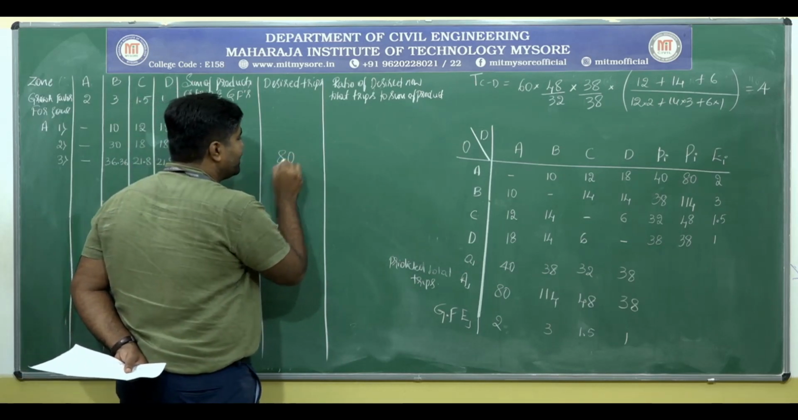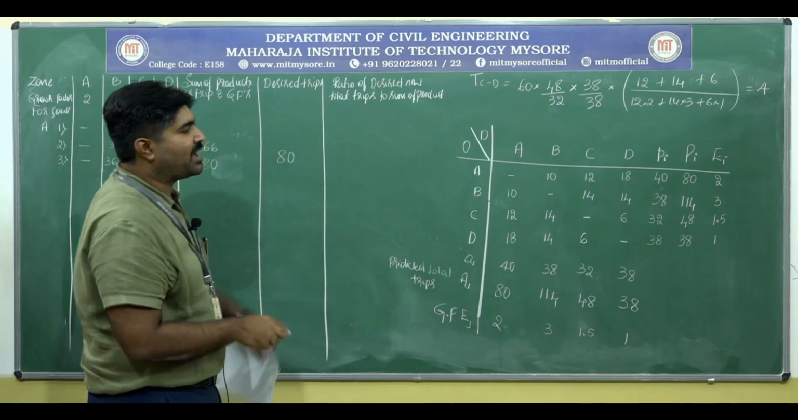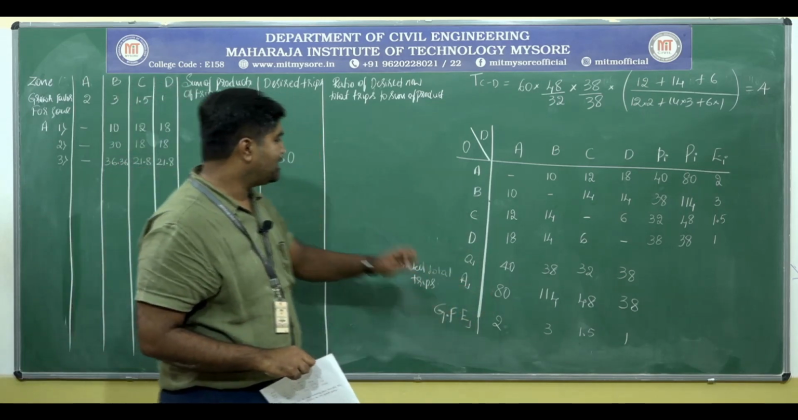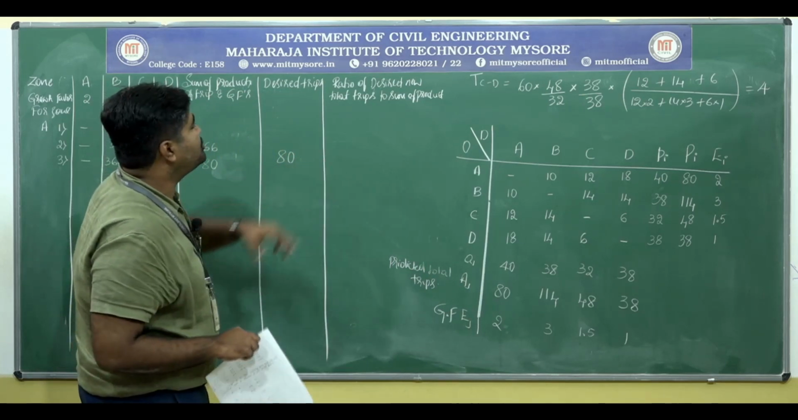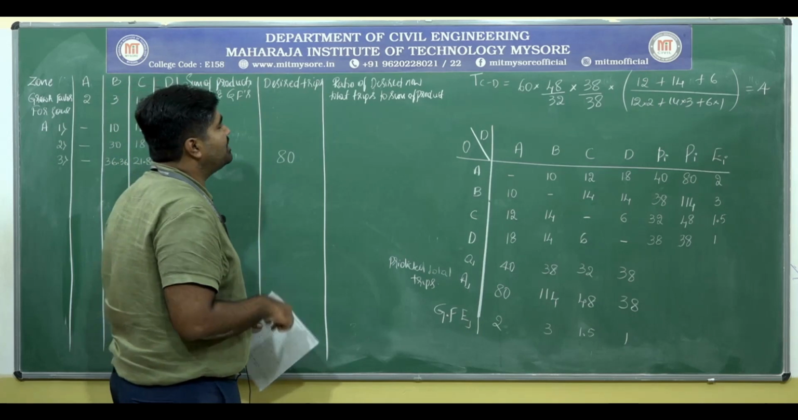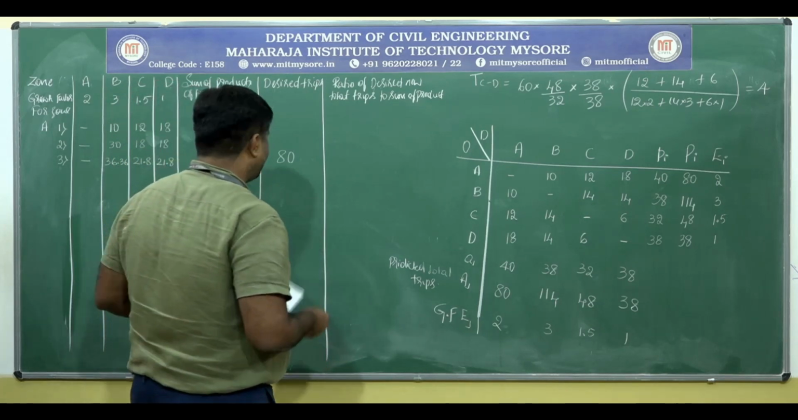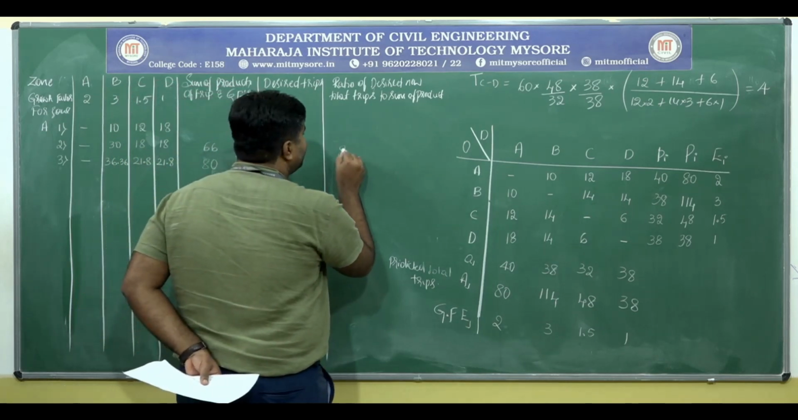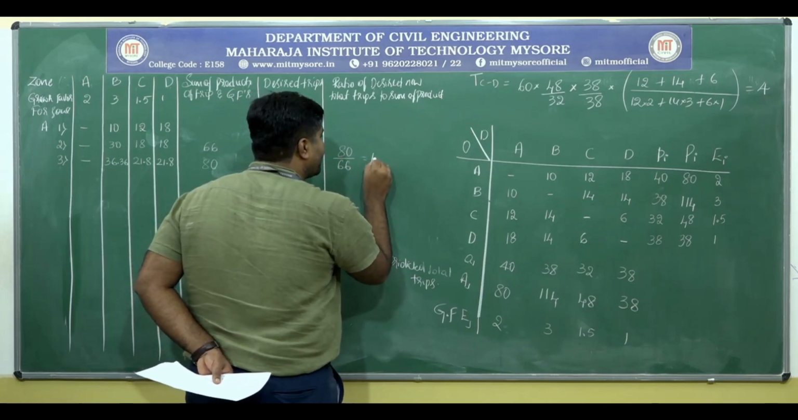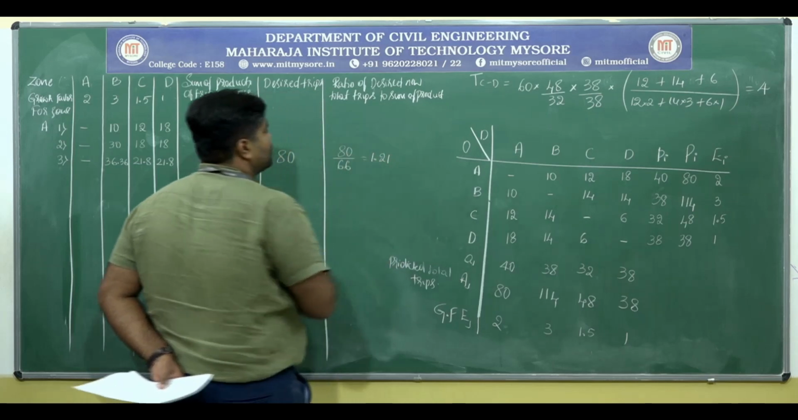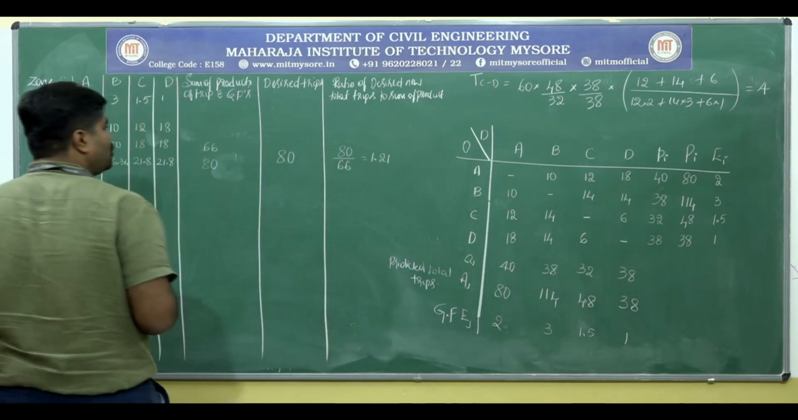This is given in the question, the predicted, estimated trips. That is the predicted trips, and the ratio of the desired new total trips to the sum of the products is 80 divided by 66, and you will get 1.21.